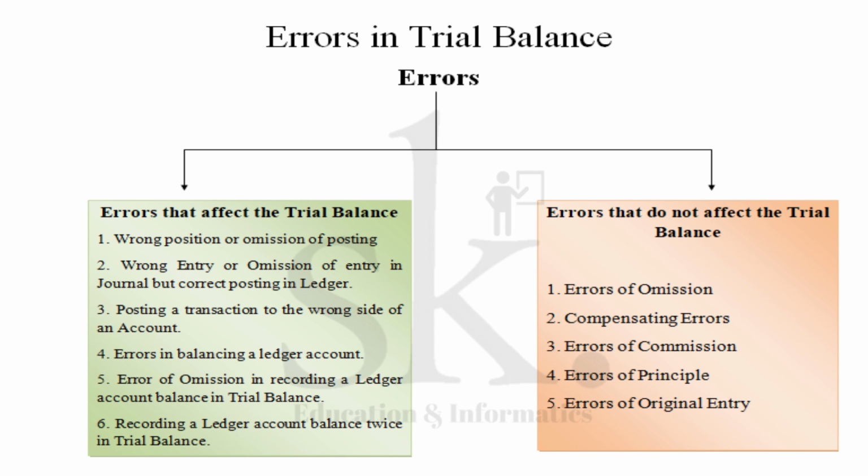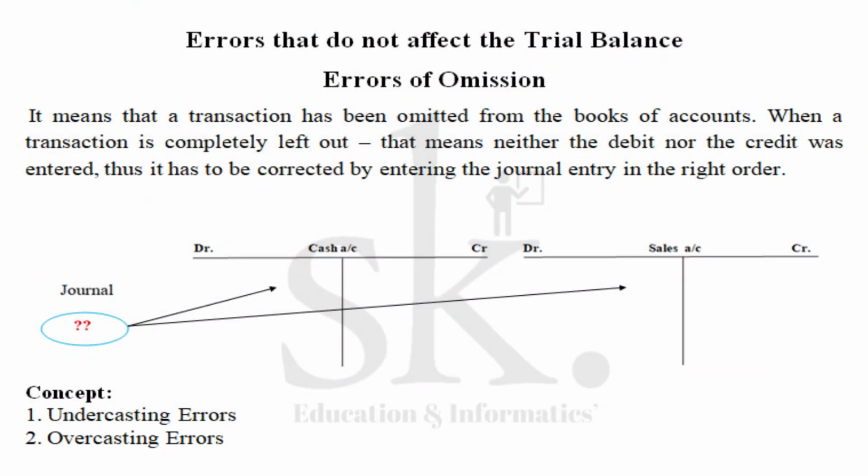Now let's discuss errors that do not affect the trial balance. We do make mistakes, but the trial balance ultimately tallies. Let's discuss the first point, errors of omission.